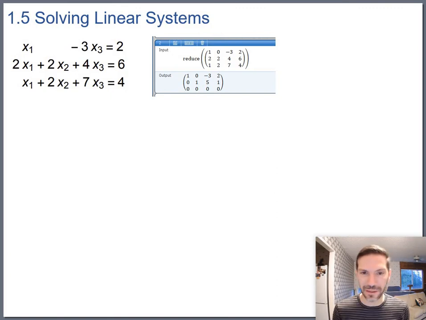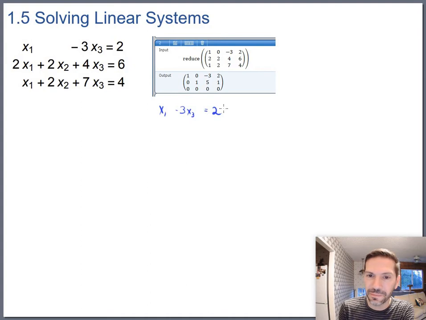So let's take a look at what this solution set actually means and about how to write it down. So we've got x1 minus 3x3 equals 2. And we've got x2 plus 5x3 equals 1, and the last row just says 0 equals 0.